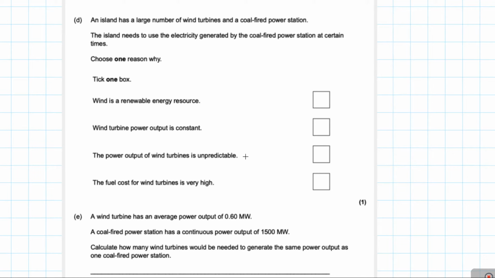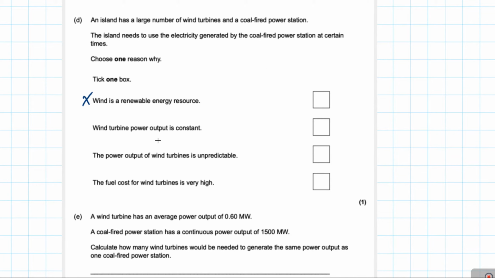So the key thing here, wind is a renewable energy source. That doesn't mean anything in terms of this question, because a renewable energy source can run for 24 hours, but just in this case, wind is not one of those. But it's not a reason why we have to use coal power.